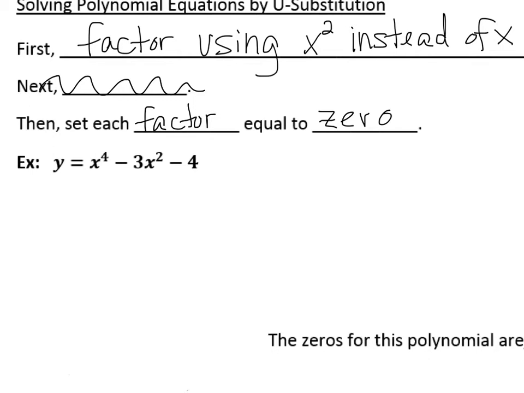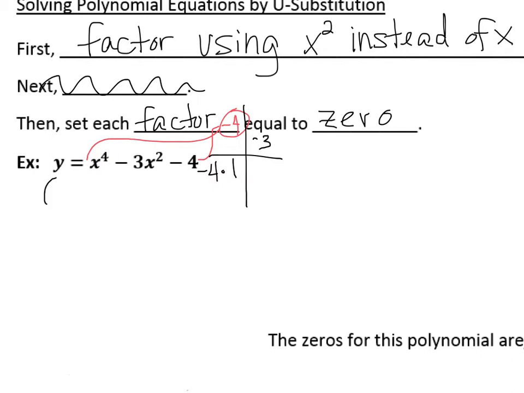So we first start with the Santa hat method, just like we have been. So I'm looking for factors of 1, because that's our a value, times negative 4, which is negative 4, and they have to add up to negative 3. Well, the factors of negative 4 that would add up to negative 3 would be negative 4 times 1.